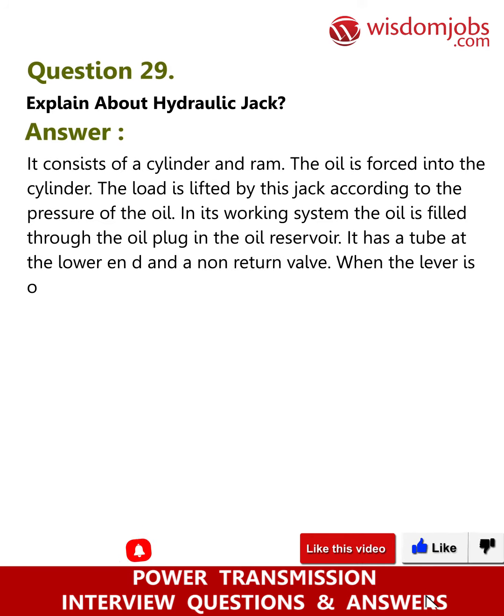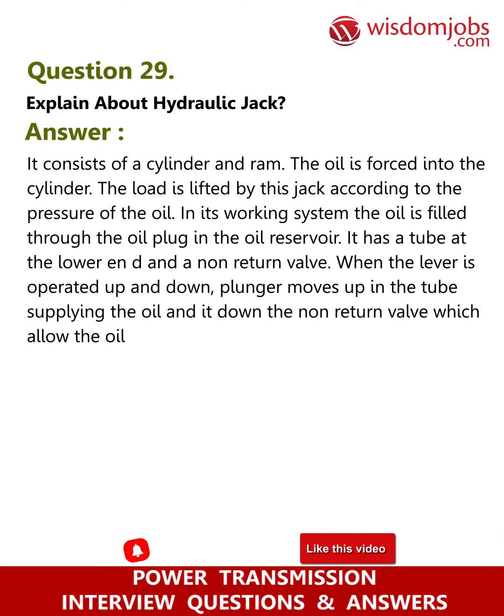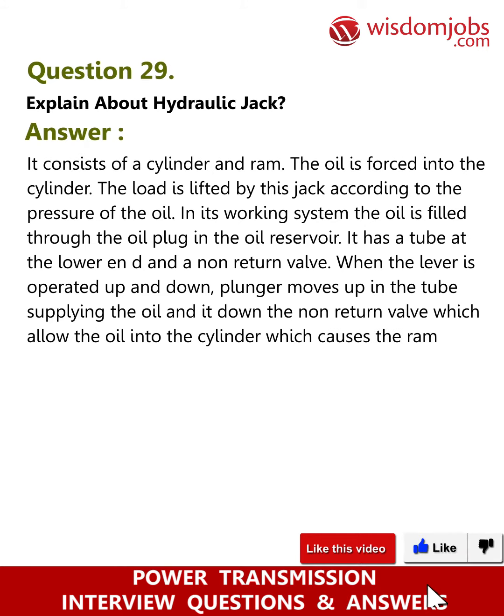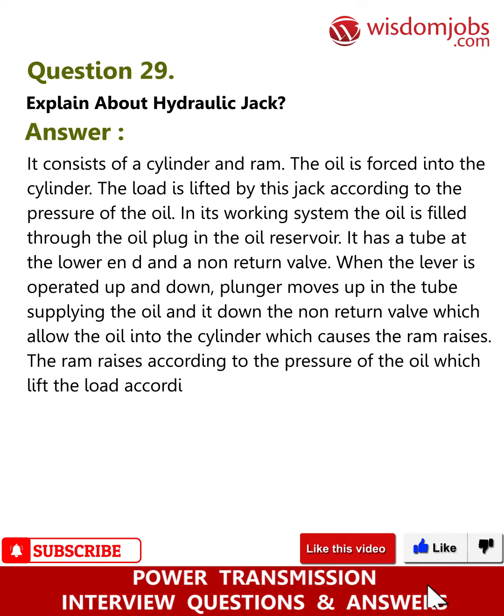When the lever is operated up and down, the plunger moves up in the tube supplying the oil and it goes down through the non-return valve which allows the oil into the cylinder, which causes the ram to rise. The ram rises according to the pressure of the oil which lifts the load accordingly.